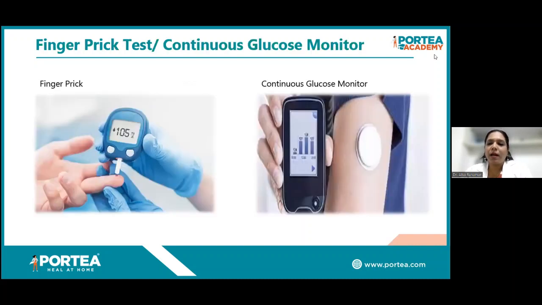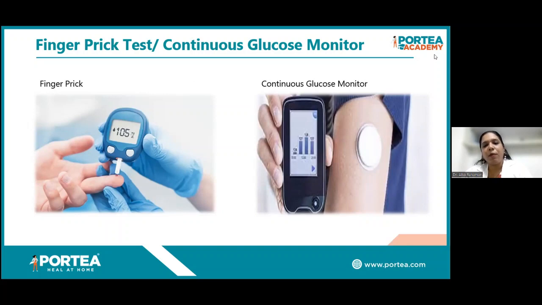Now, we know there are a lot of techniques of measuring blood sugar. One is the venous sampling. A phlebotomist will come to your home and he will take the blood sample from the vein. That is the most accurate. Apart from that, one is the glucometer test, the finger prick test, and one is the CGM, continuous glucose monitoring. In India, the glucometer is the most common because it is most feasible for the patient.